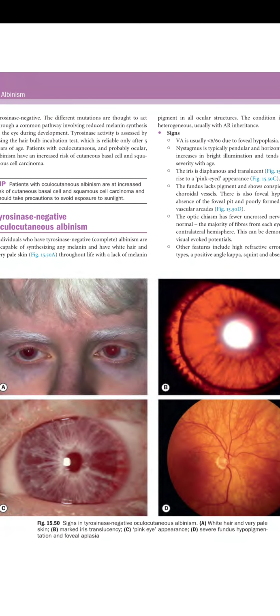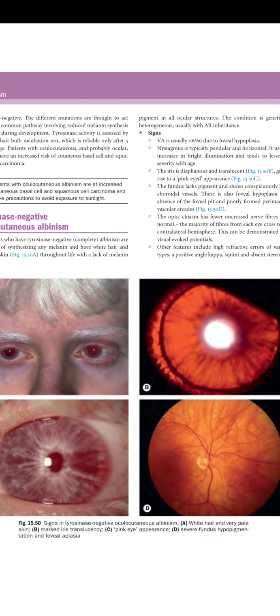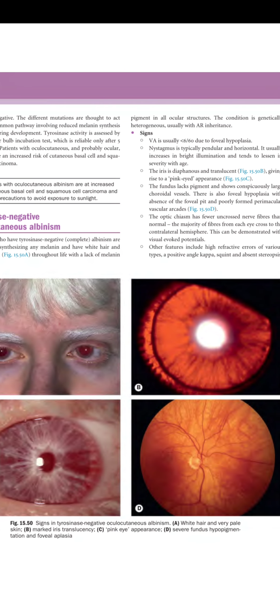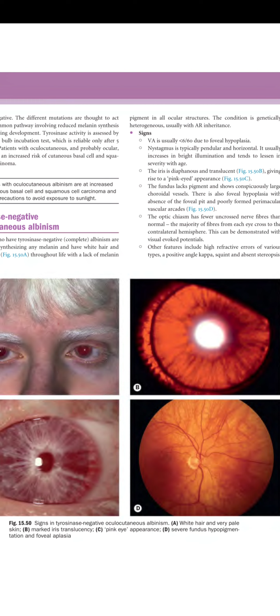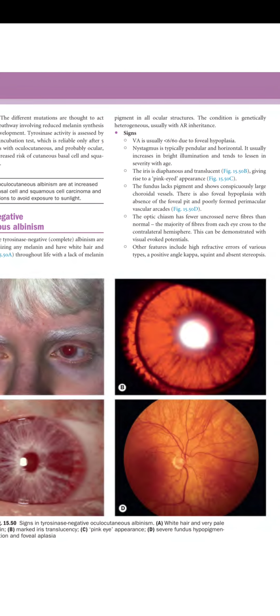A is showing white hair and very pale skin. B is showing marked iris translucency. C is showing pink eye appearance. D is showing severe fundus hypopigmentation and foveal aplasia.